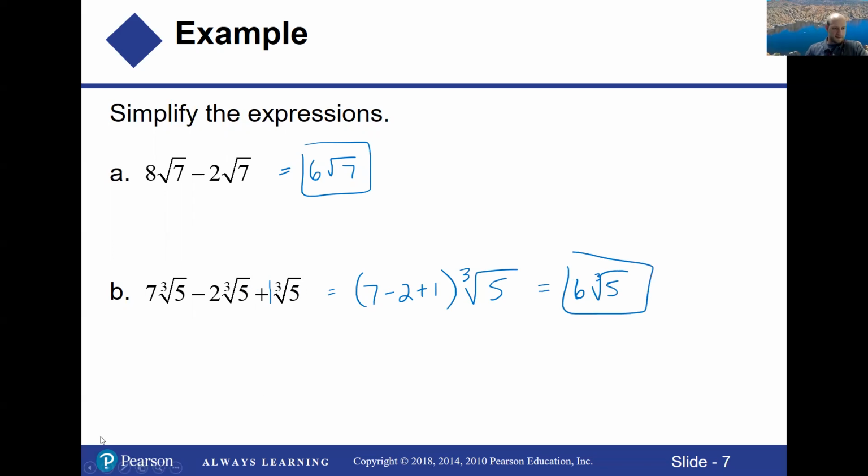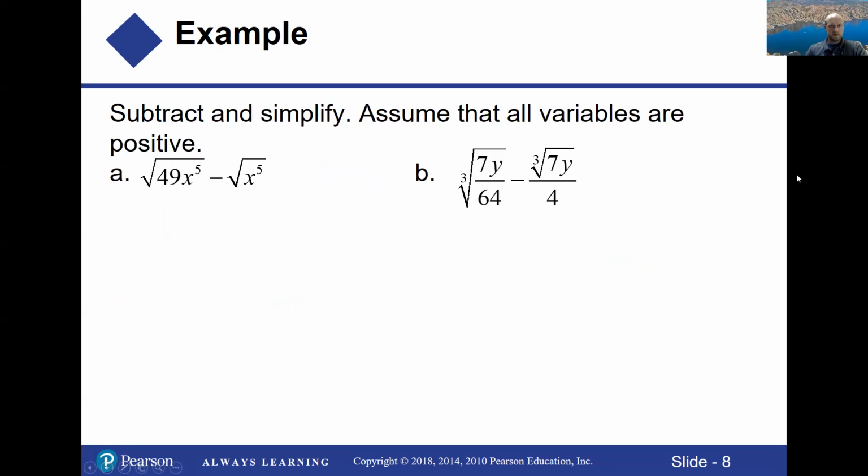All right, let's move on. So let's subtract these now, a little bit harder. Although this first one, I see I have a square root of 49x to the 5th. Well, square root of 49 is just 7. And I have x to the 5th left over. So then what I could do here is I could take 7 minus 1. So I have 6 square root of x to the 5th.